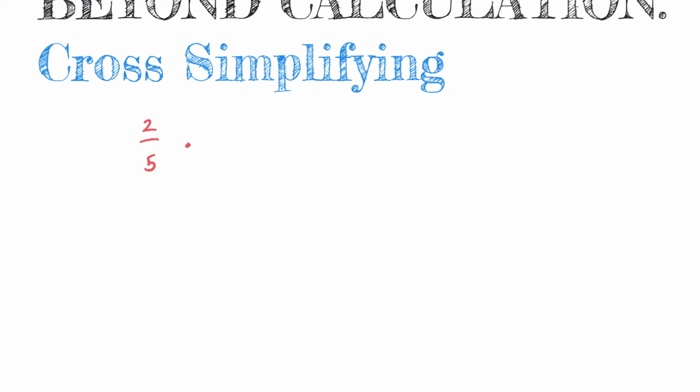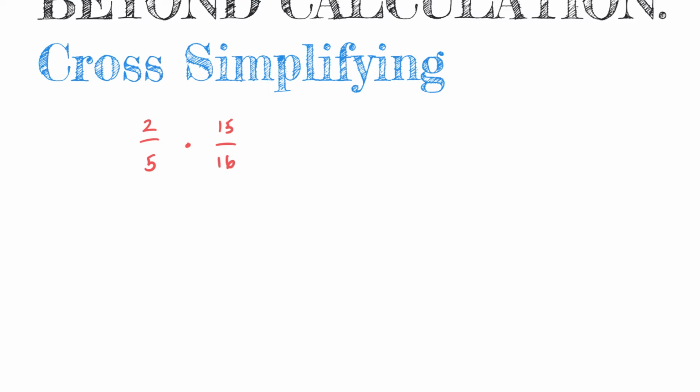And we're going to do a different example here. I'm going to do 2 over 5 times 15 over 16. And both of these fractions here are actually already in their simplest form, so we can't simplify just within each fraction. If we were to do this without any cross simplification, we'd be multiplying 2 times 15, 5 times 16, getting a solution for the numerator, getting a solution for the denominator, and then simplifying from there.